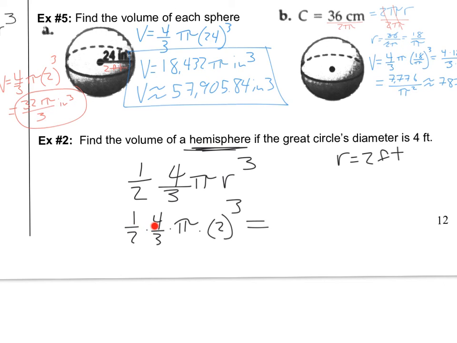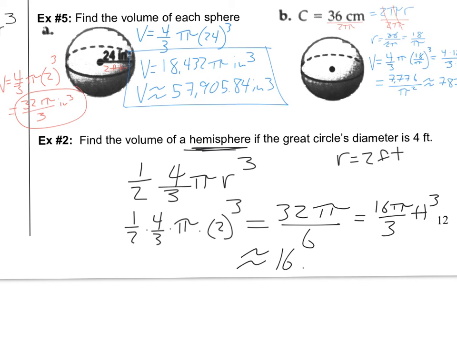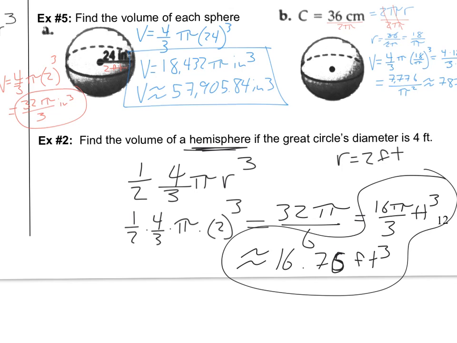Simplify that. We can actually just multiply straight across. So we have a 4 times a 2 cubed. 2 cubed is 8, so 4 times 8 is 32 pi over 2 times 3 is 6. We can reduce this to 16 pi over 3. And we can also plug that into our calculator to get a decimal answer. So this would be 16 pi over 3 cubic feet, which is approximately 16.75. Actually, I'll say 7.6 because that would round up cubic feet. Okay, there we go. All right, let's go on to the next page.